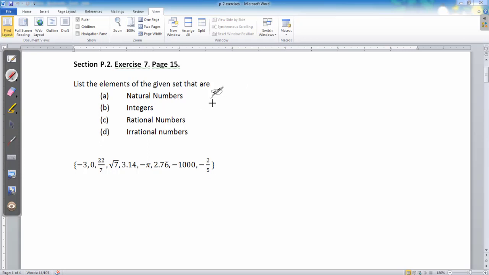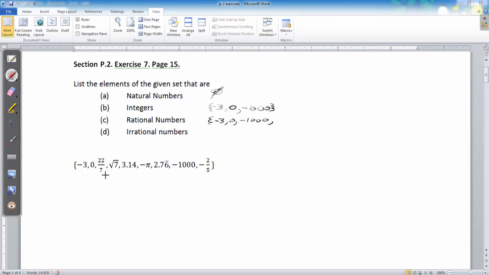The integers, let's see, we have -3. We have 0, and let's see, any other, -1000, that's definitely an integer. So, all integers are rational numbers, so I can start off with all three of those. Give myself a curly brace. -3, 0, -1000.